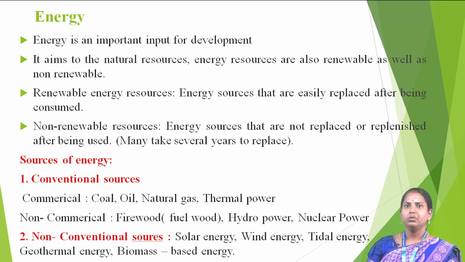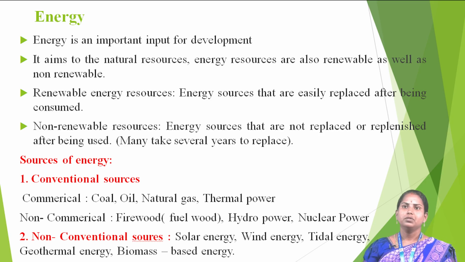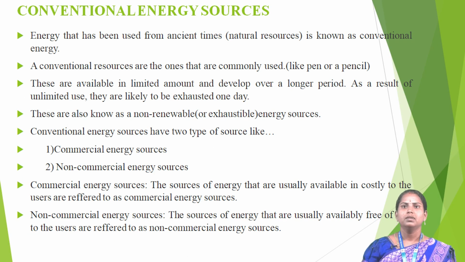Source of energy. There are two types of sources of energy. One is conventional energy, a conventional source. Next one is a non-conventional source. Conventional has two types, commercial and non-commercial. Commercial is coal, oil, natural gas and thermal power. Non-commercial is firewood, hydropower, nuclear power. And the non-conventional sources are solar energy, wind energy, tidal energy, geothermal energy, biomass energy.